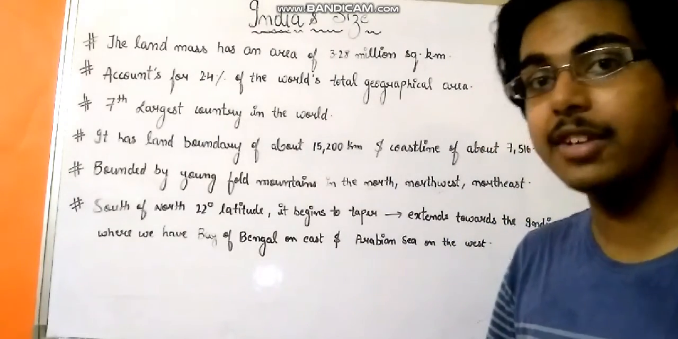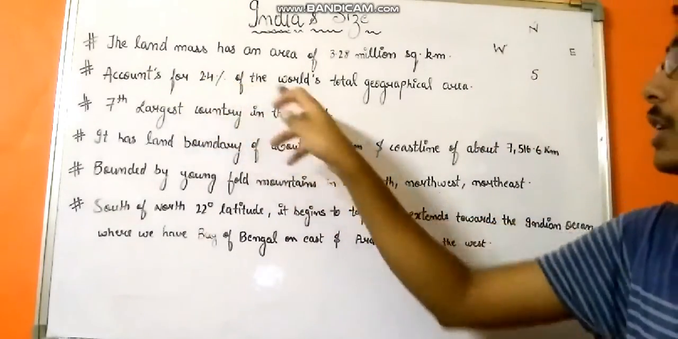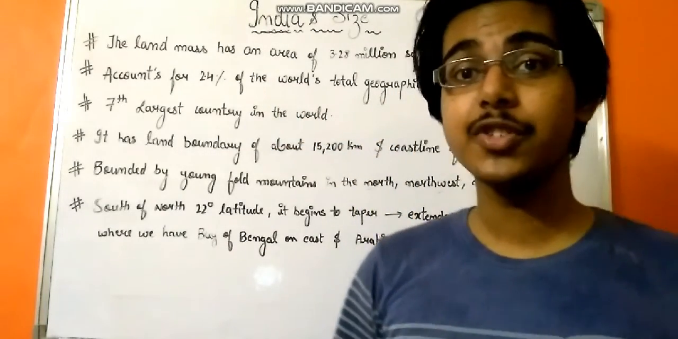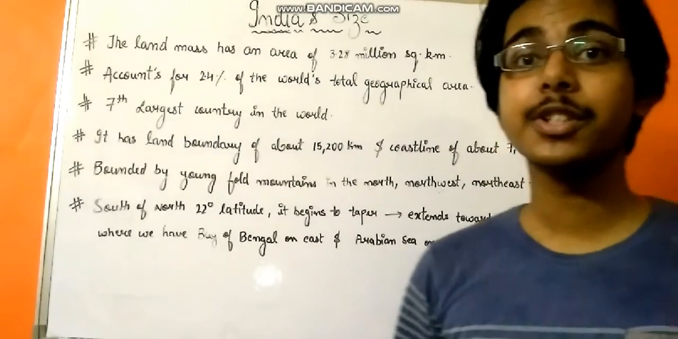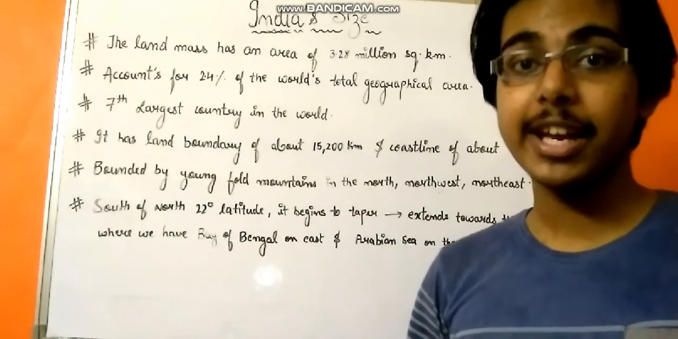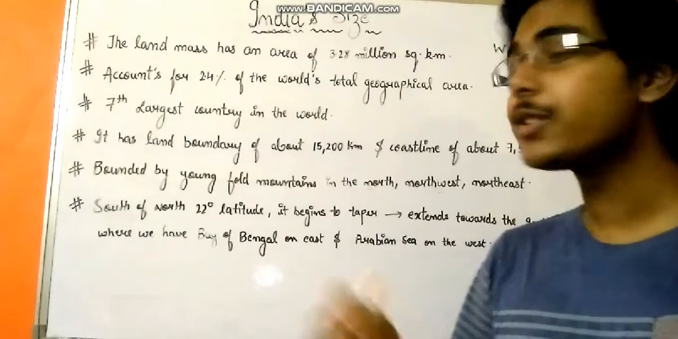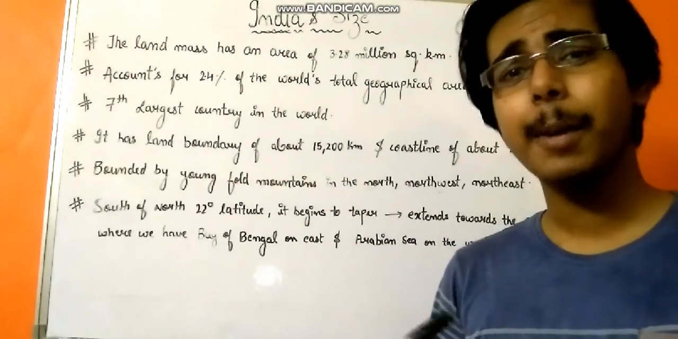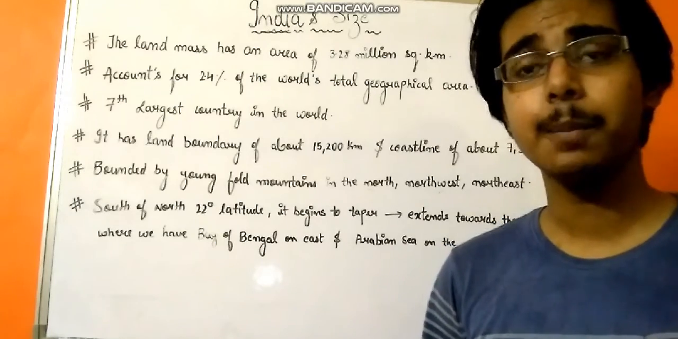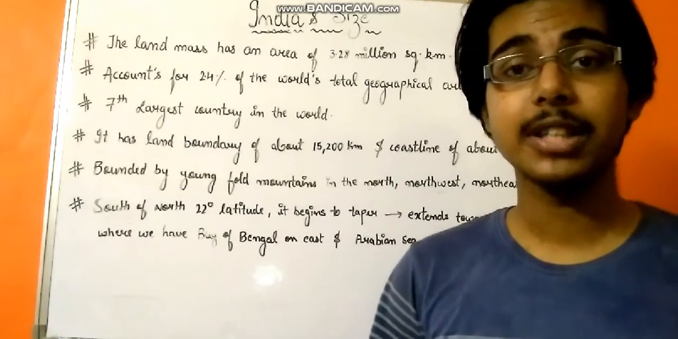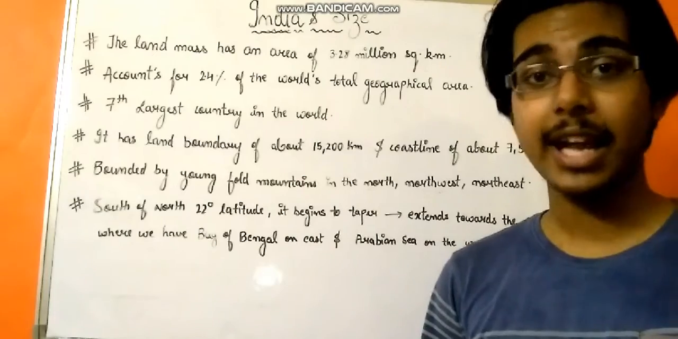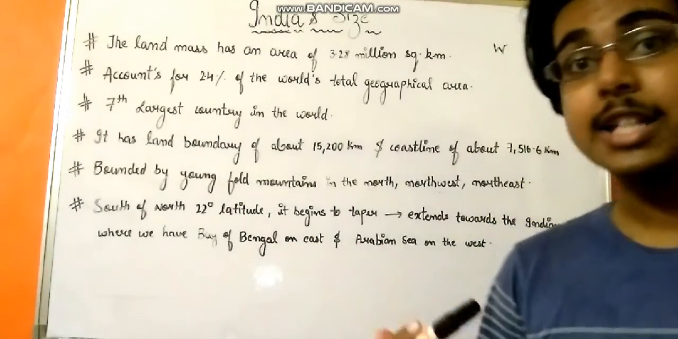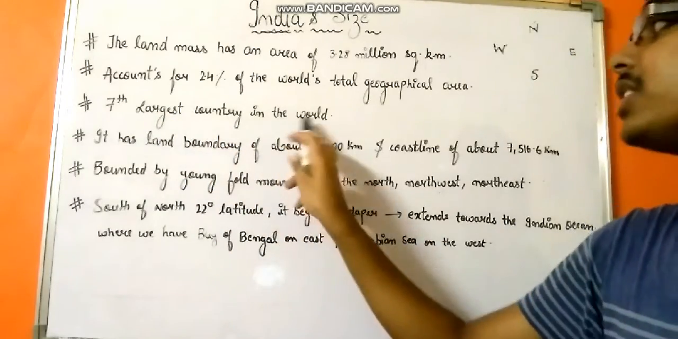The second point that we have is that it accounts for 2.4% of the world's total geographical area. So India in general accounts for 2.4% of the total geographical area that we have in the world. Now these two figures you need not memorize because these are approximate figures, so they might probably not be asked in your examination, but your school papers and your exam setters can take any question since it is written in your book. So it's important that you know about them. Let's look at the third point. 7th largest country in the world.